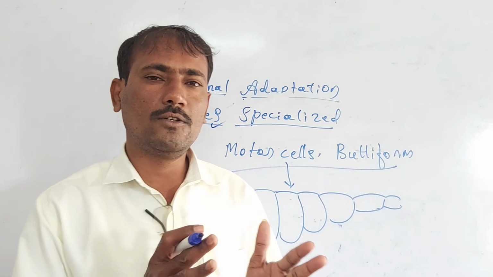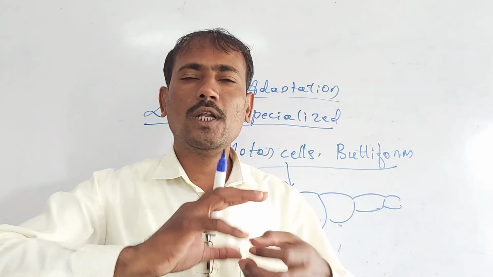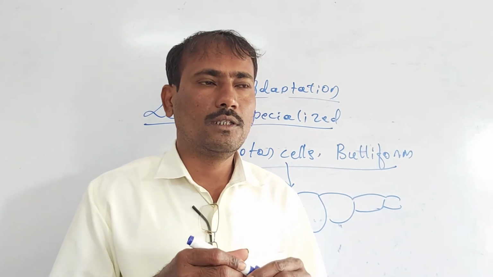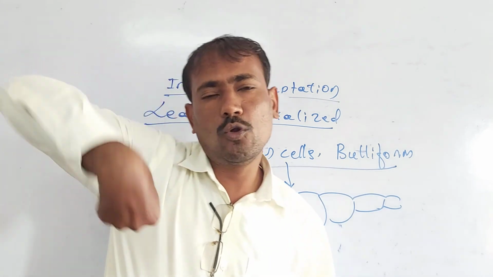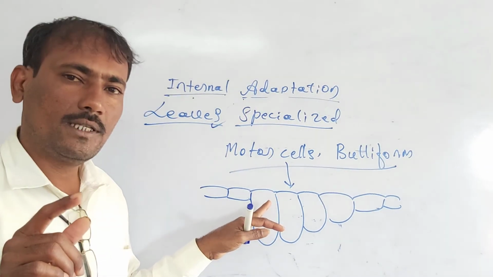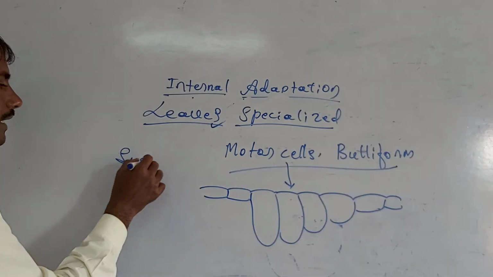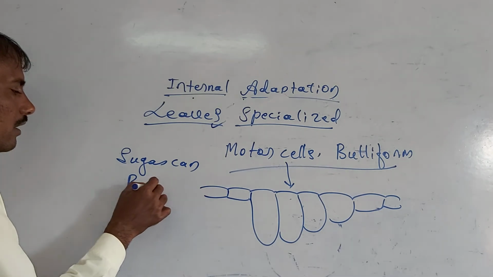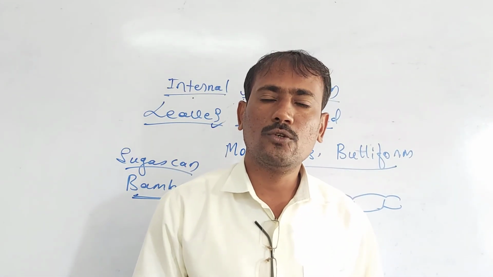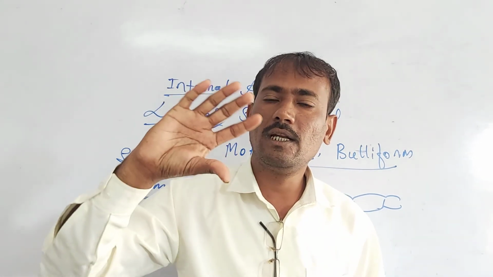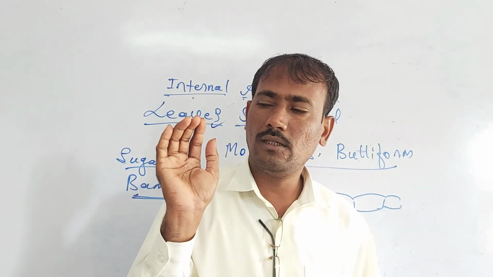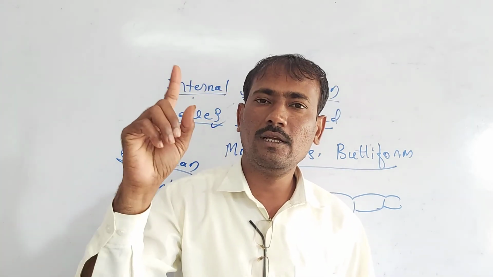The leaves in certain xerophytes are commonly termed rolling leaves. Whenever the surrounding air becomes very dry, whenever the temperature increases, they automatically roll up. For rolling up of the leaves, these motor cells help the plant. Examples are the sugarcane plant and the bamboo plant. In these plants, rolling up of the leaves is associated with the presence of motor cells in their leaves. Due to these motor cells, the leaves of these plants roll up during the dry period of the day.